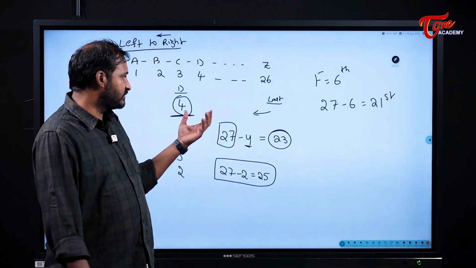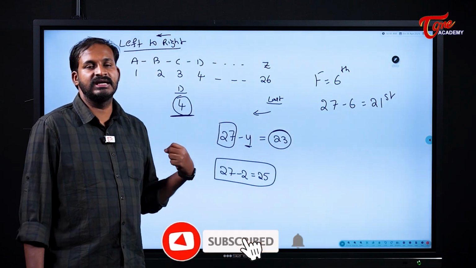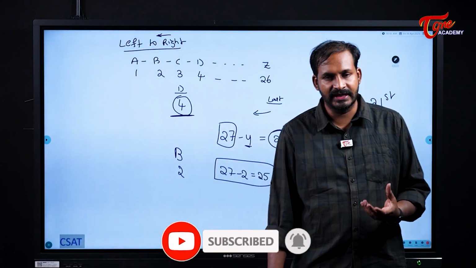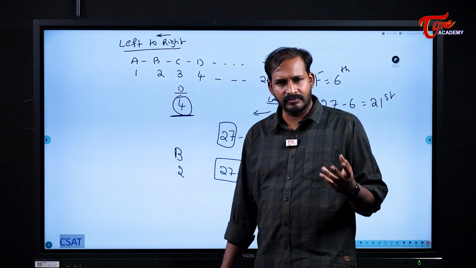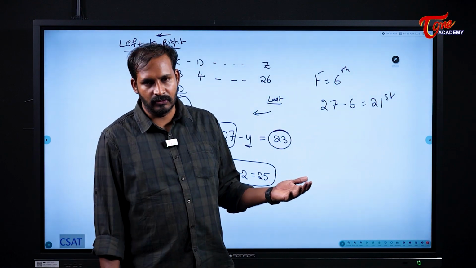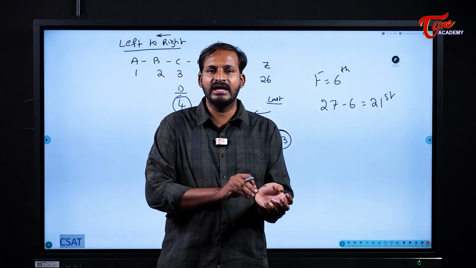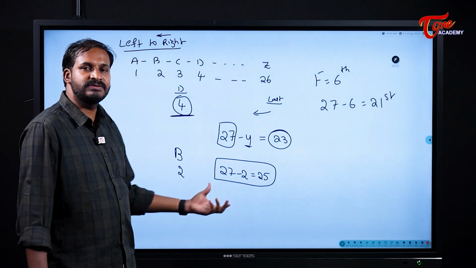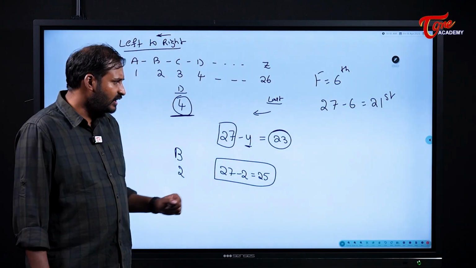Now, sir, where will we use this? See here, we will have a concept called coding. That means a word will be given. It will be coded with some logic, and they will give us one more word and ask us to find the code for that given word. Like that we will have. There we will take the help of these place values. Okay, we will see it.